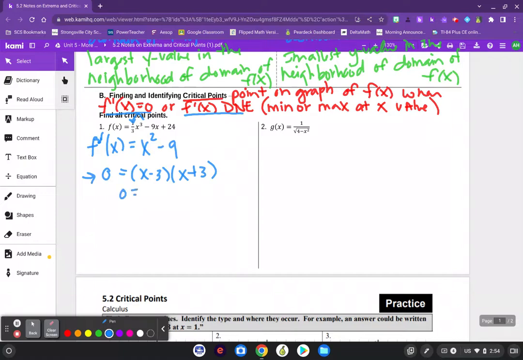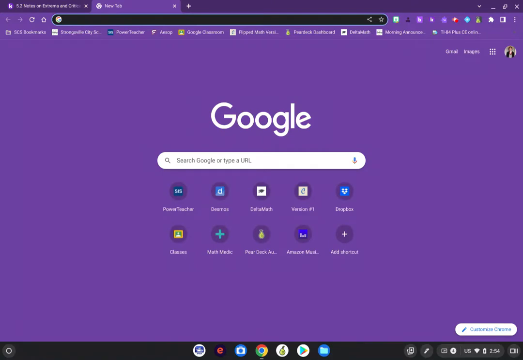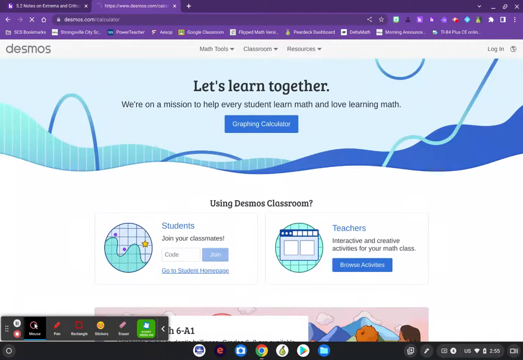I can set each factor equal to 0. A little bit of algebra here, and I can solve, right? So either x is 3. When x is 3, I have a derivative of 0. Or x is negative 3. When x is negative 3, I have a derivative of 0. And actually, I want to go to Desmos, and I want to graph this for you.